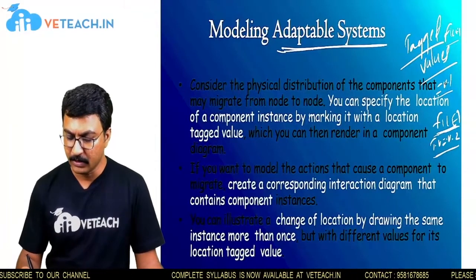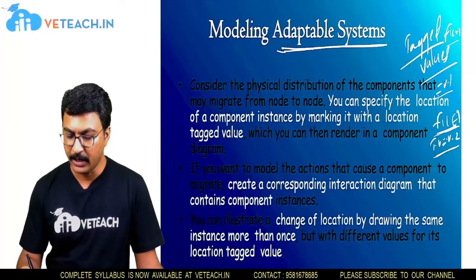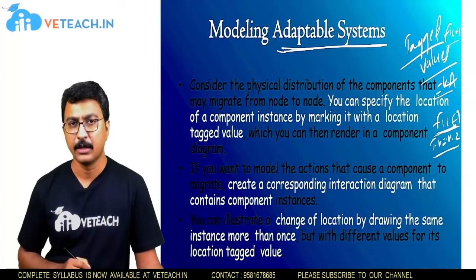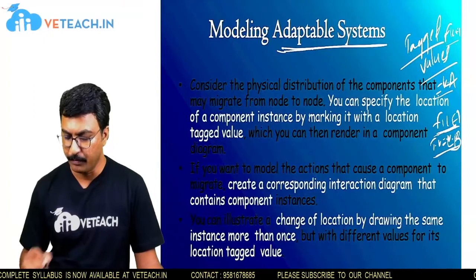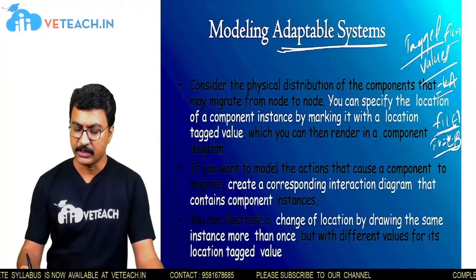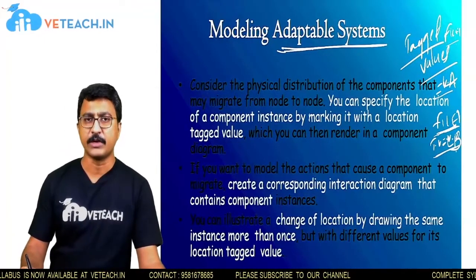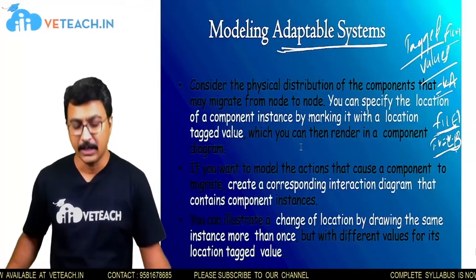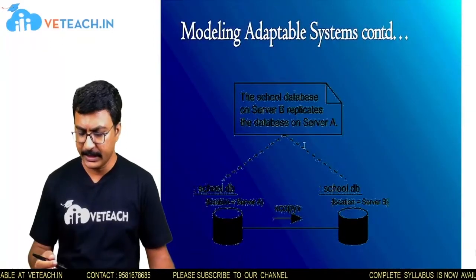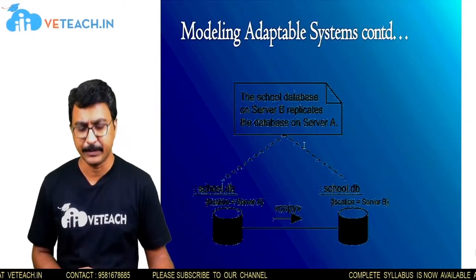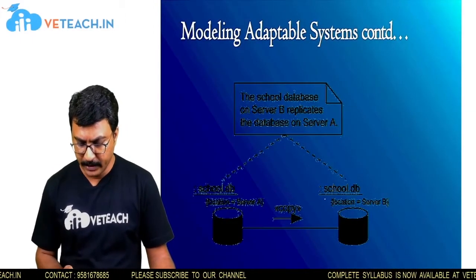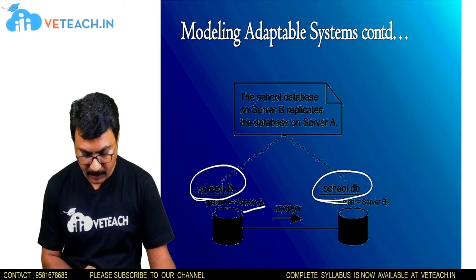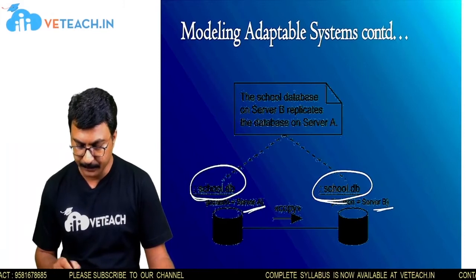Like this is not version v.1 but located at maybe a location A, and this is at a location B. This is at a location server A and this is at a location server B. So the location change is indicated by the tagged value. So you can see an example here for modeling the adaptable system. There is the same school database, school.db, but with a server A and a server B.